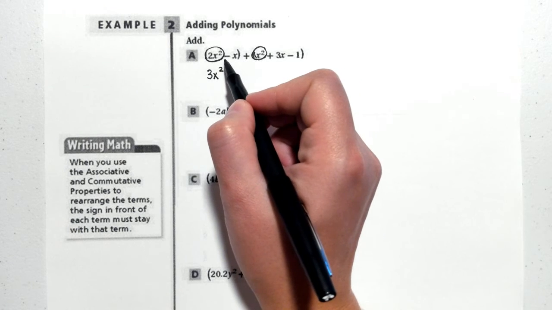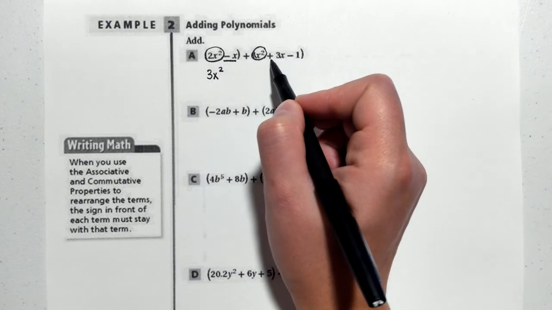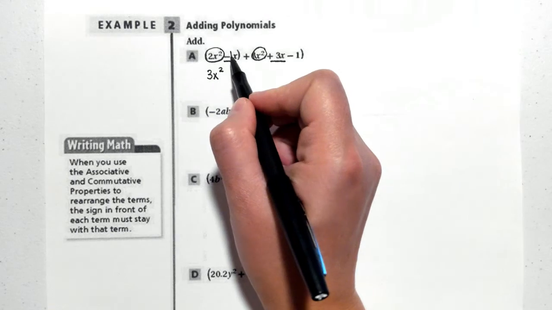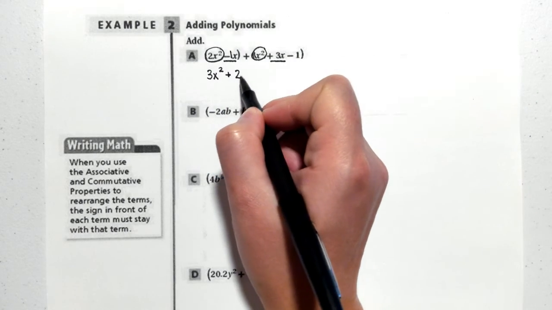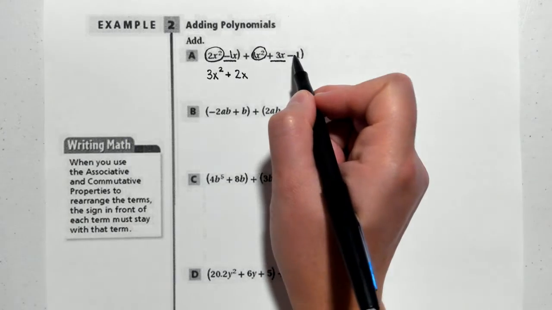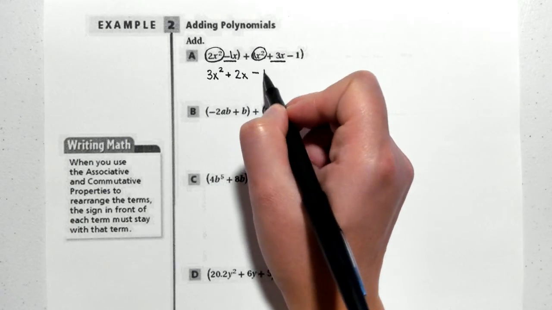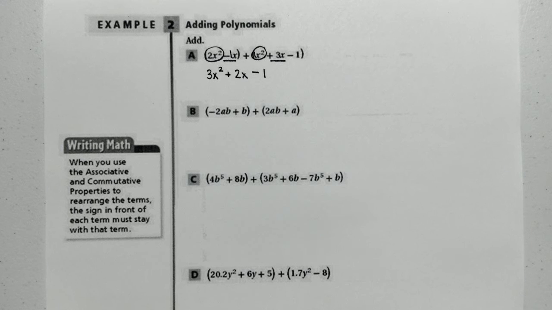And then minus x plus 3x. So minus 1x, or negative 1x plus 3x will give me a positive 2x. And then I have plus negative 1. So minus 1. So 3x squared plus 2x minus 1.